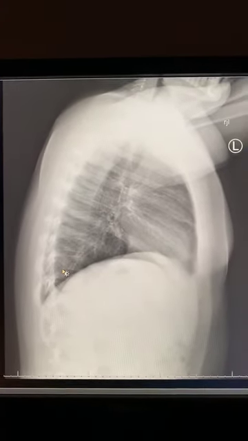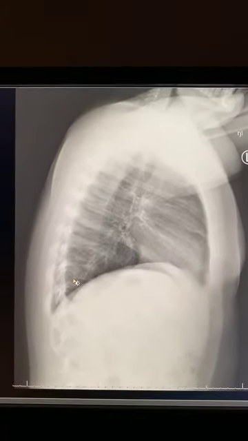Is this patient rotated on the lateral view? I'll give you 2 seconds while I drink some water.